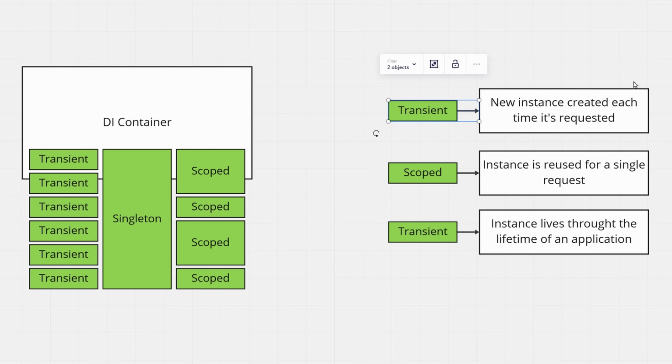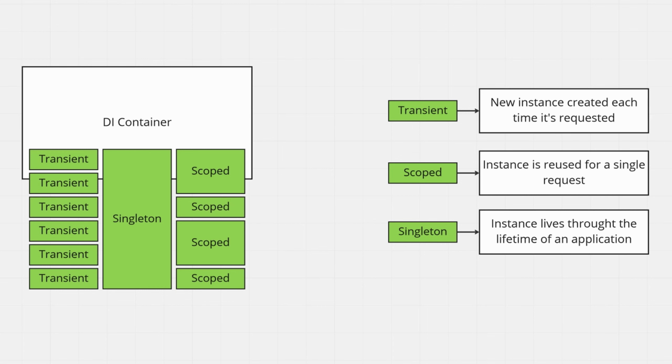Transient just means that a new instance will be created each time a dependency is requested. Scoped means that a service will be reused for a single request and never again. So whenever you have a web request, if a service is required by 3 or 4 or any number of different services, it will reuse the same one for the same request. And there's also singleton, which just means that the instance will live throughout the lifetime of an application until it is closed.